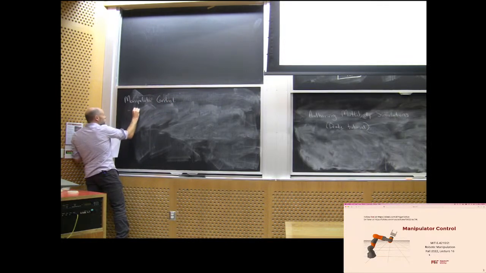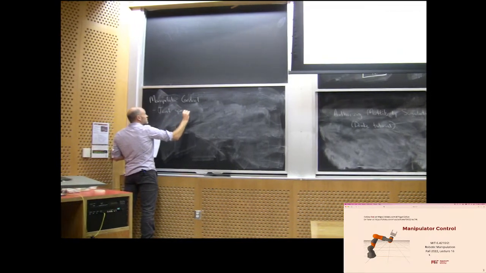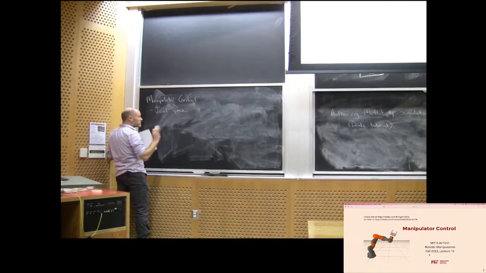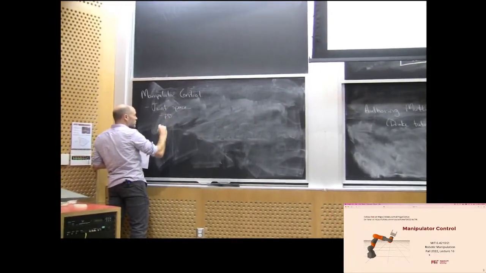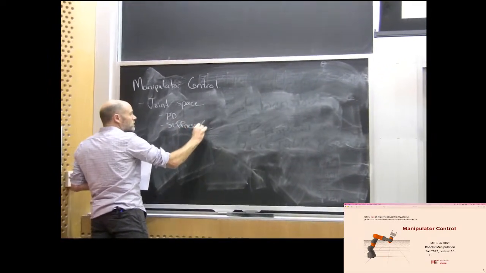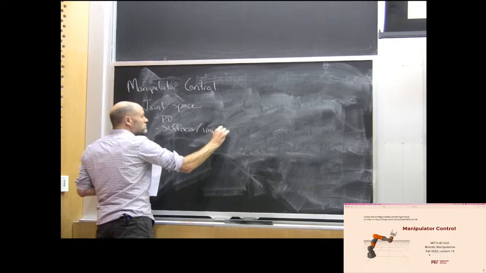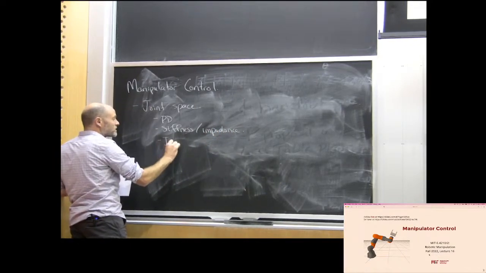We'll do first just joint space control. And in joint space I want you to lock in what it would mean to do PD control, what it means to do stiffness or impedance control, what it would mean to do inverse dynamics control.